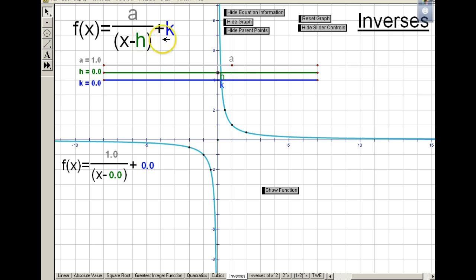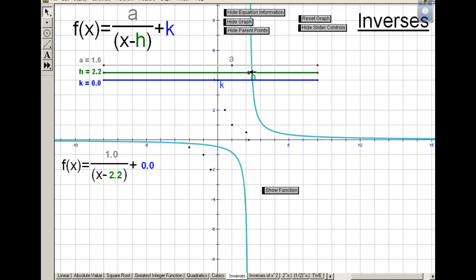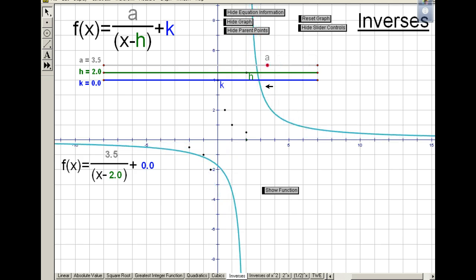Inverses, this is what we started getting into. Same thing. This value, minus 2, moves the asymptote to 2. Right here. That's where it'd be dividing by 0. And once again, the value here kind of makes a bow.